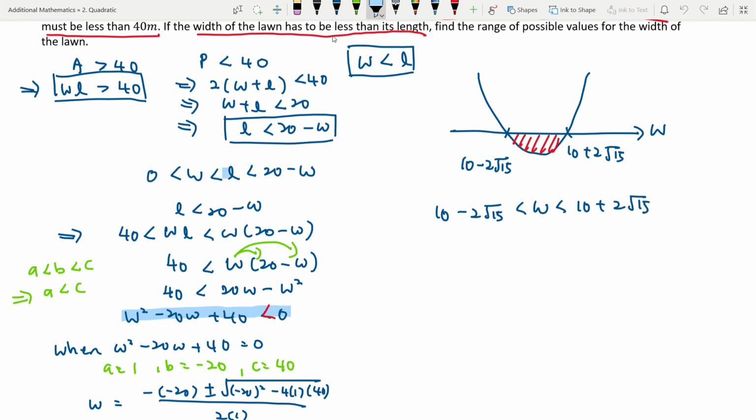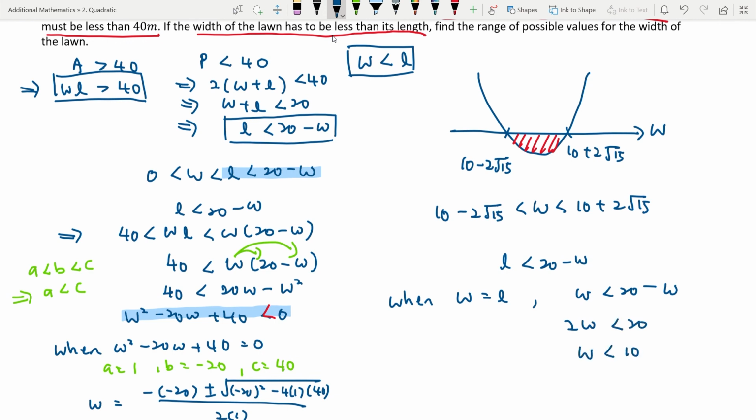But we know that the length is less than 20 minus the width. When the width is equal to the length, we have width is less than 20 minus the width. 2 width is less than 20 and the width must be less than 10 in order to fulfill the condition. Hence, we need to do some alteration for this part. And our final answer for the range of possible values for the width is between 10 minus 2 square root 15 and 10.